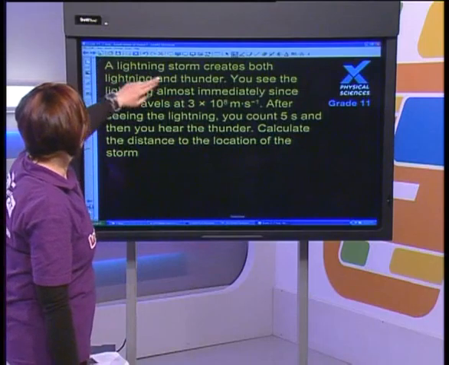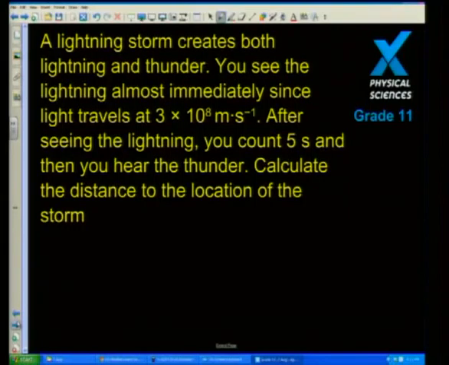Light travels at 3 times 10 to the 8, which is what's in the question. A lightning storm creates both lightning and thunder. You can see the lightning almost immediately because light travels at 3 times 10 to the 8 meters per second, which is 300 kilometers per second. That's fast, okay? After seeing the lightning, you count 5 seconds, and then you hear the thunder. Calculate the distance to the location of the storm, really to where the lightning was. It's also a good way to decide whether a storm's getting closer or further away from you, especially if you're worried about lightning.